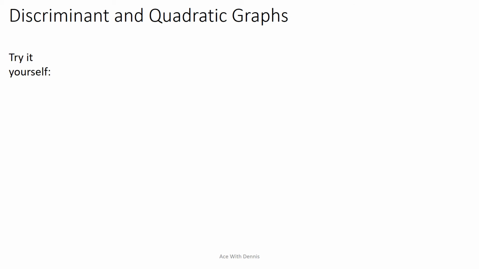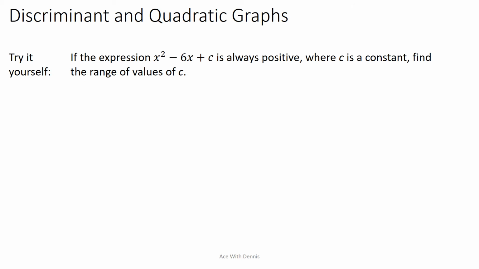Here is another example that you can try yourself. If the expression x squared minus 6x plus c is always positive, where c is a constant, find the range of values of c. You can pause the video and try to do it yourself.